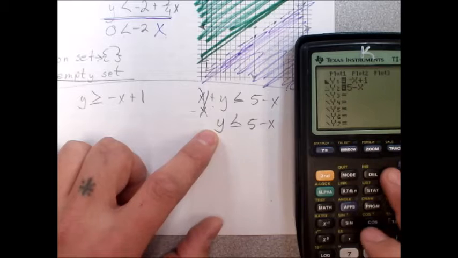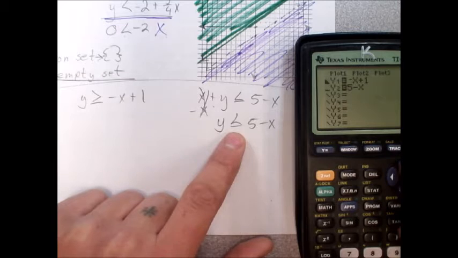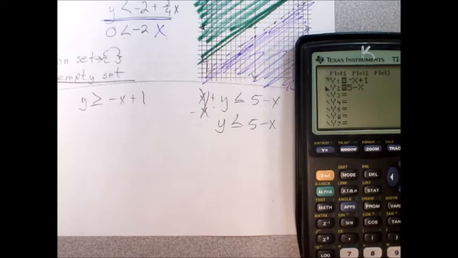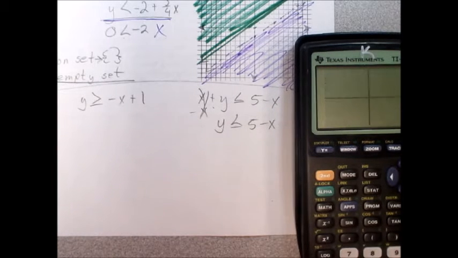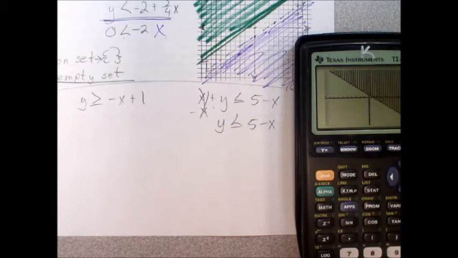Now, I need to make sure that I change my symbols to where they match with what I need. So this one's a less than. The top one was a greater than. And I should be able to press graph. And it should just show everything that I need. So let's hope that I did that correctly, that we did that correctly. And there should be a little bit of overlap.